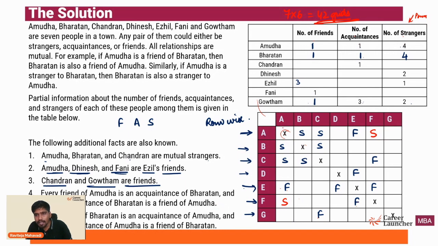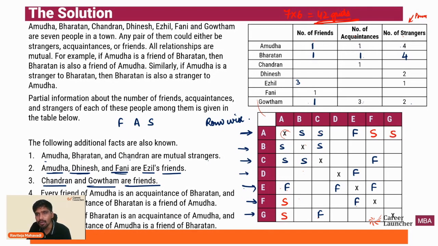Similarly, look at A having a friendship with G. Can A have a friendship with G? G has only one friend, and we have marked that friend to be C. So A cannot have a friendship with G. Can G be an acquaintance of A? If G is an acquaintance of A, he'll automatically become a friend of B, which is not possible because G has only one friendship, that is with C. So G also is a stranger to A, and A is a stranger to G.